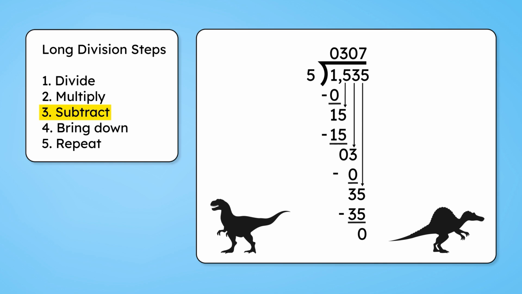Since there's nothing left in the dividend to divide, the problem is complete. 1,535 divided by 5 equals 307. Which means that there are 307 bones from each type of dinosaur.